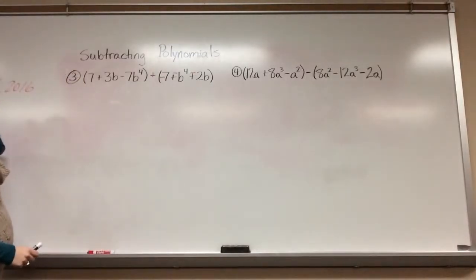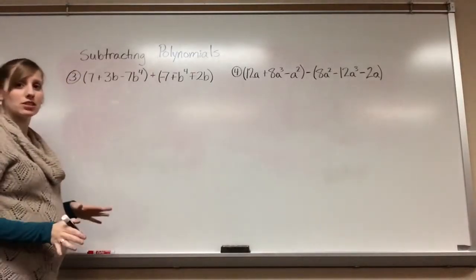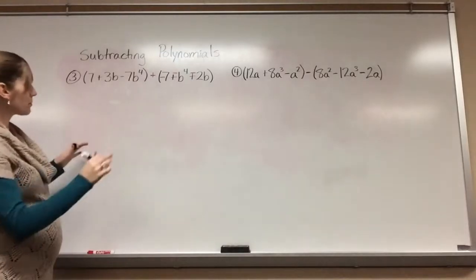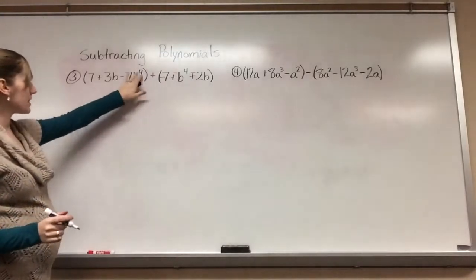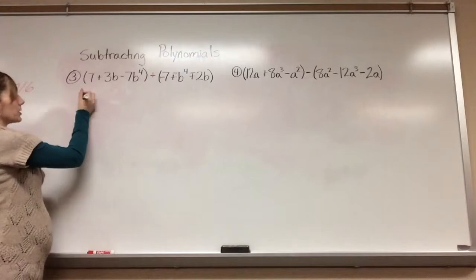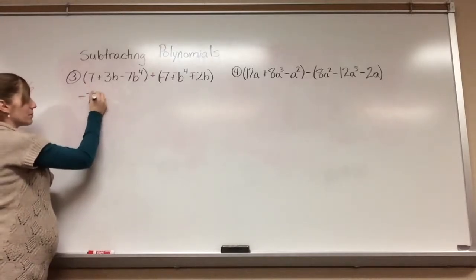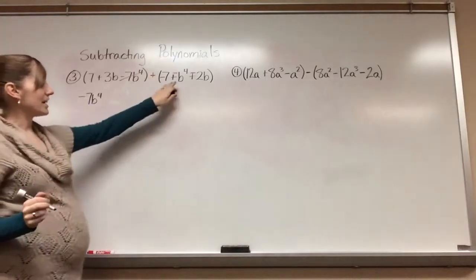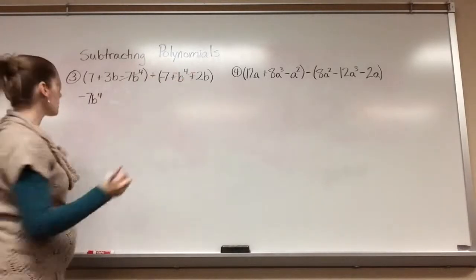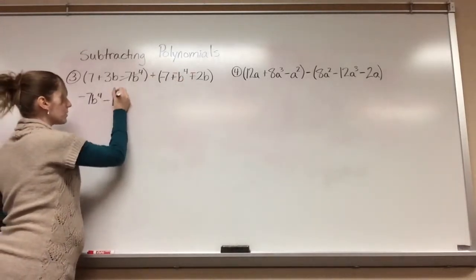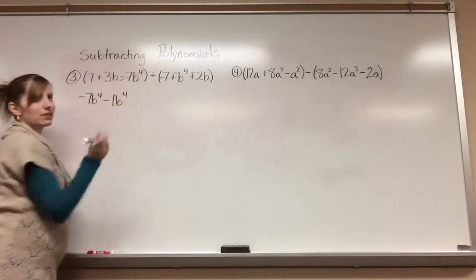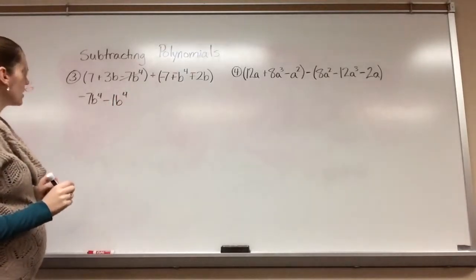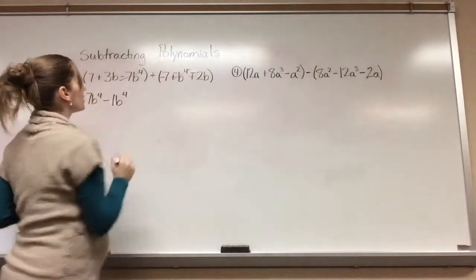So now I need to put them in order from largest exponent to smallest. So looking at the problem, my largest exponent is that b to the 4th. So I'm going to start with minus 7b to the 4th. After that, I have a negative b to the 4th, which I'm going to write as minus 1b to the 4th, just so I don't forget that there is a 1 there. So that's for this one.